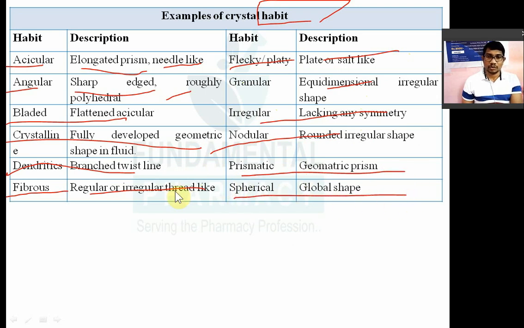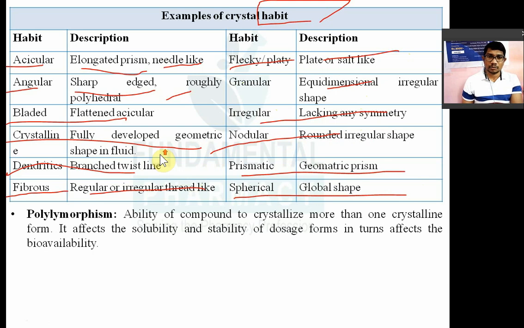Okay. Now, polymorphism means what? Ability of a compound to crystallize in one or more than one crystalline form. Ability of a compound to crystallize in a different crystal form, that is polymorphism. It affects the solubility and stability of those forms, which in turn affects the bioavailability.